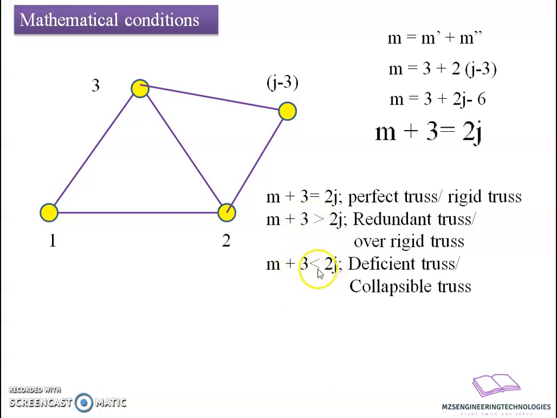M plus 3 less than 2j means the number of members is less than the number required to define the truss. Then I am going to call it a deficient truss or collapsible truss. To make adjustments, in case of a redundant truss I am going to reduce the members, and in case of a deficient truss I will add members to it. So this is what we call the compatibility of the members within a truss.